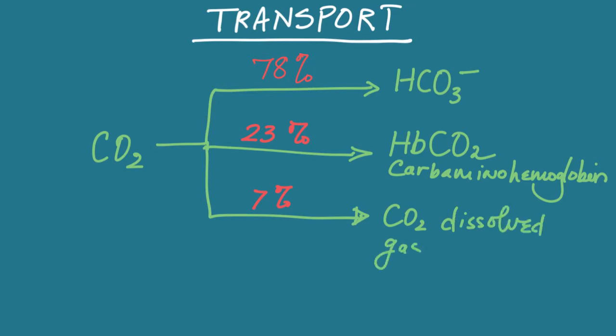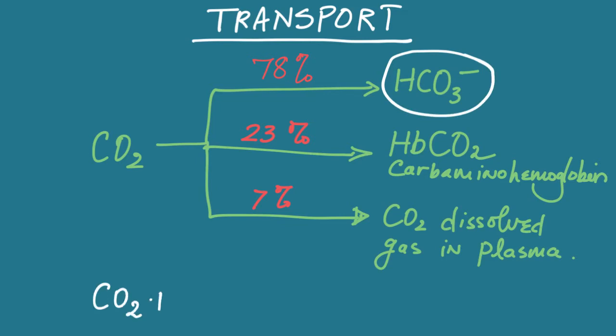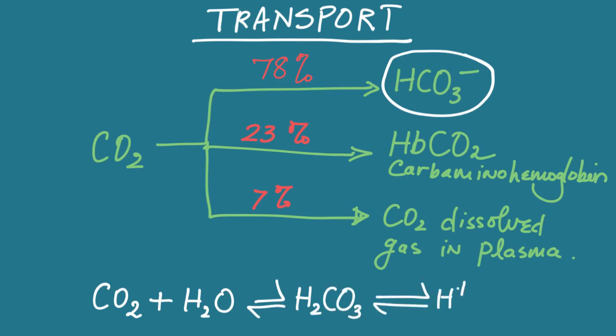The bicarbonate ion comes from carbon dioxide mixing with water and making carbonic acid. And carbonic acid dissociates into hydrogen ions and bicarbonate ions. H2CO3 is carbonic acid, which dissociates into H+ and HCO3-.